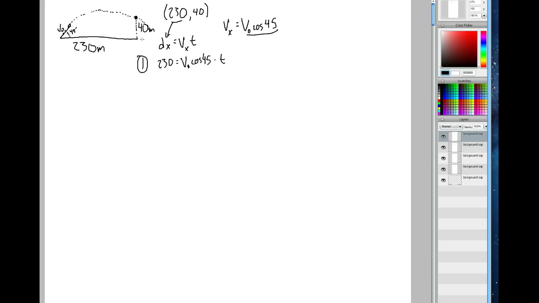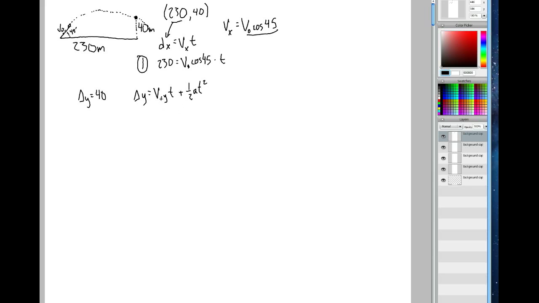Now, let's look at this y. This height, or 40 meters, is our delta y from this point. So if we go up, our delta y has got to be at least 40 meters because we start at the ground. So delta y is going to equal positive 40. And we all know the equation for delta y. That's our bread and butter right there: V naught y t, and then plus 1/2 a t squared.